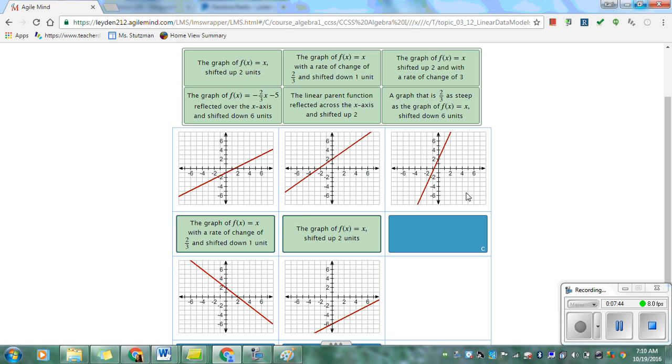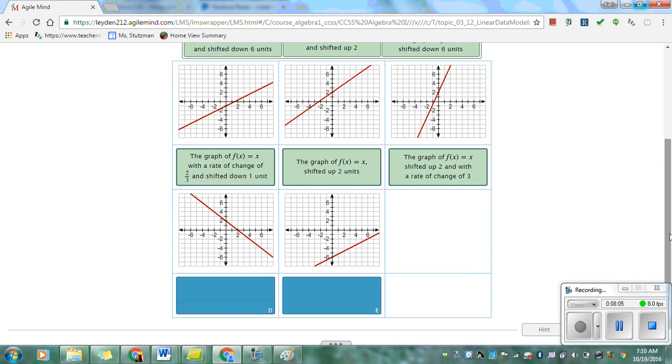The third one, I shifted again 2 units up. However, the slope now looks like it is 1, 2, 3 over 1. So it looks like it has a rate of change of 3. So that is going to be answer choice D on your paper.